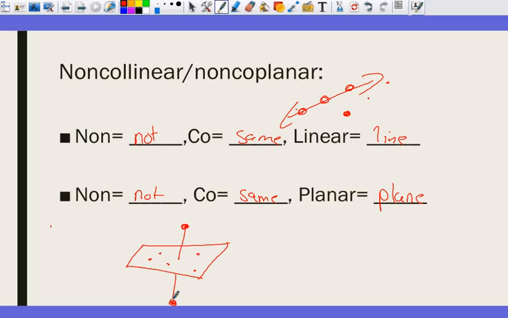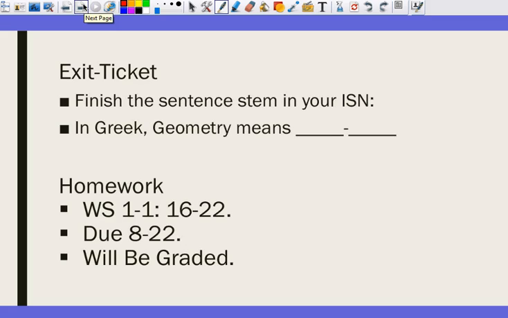So, do we understand all 5 of our words? Did we get through all that? Our words were intersection, non-coplanar, non-collinear, collinear, coplanar. If you do not understand one of those words, you need to talk to me. Okay. Your exit ticket is to finish this in your ISN.